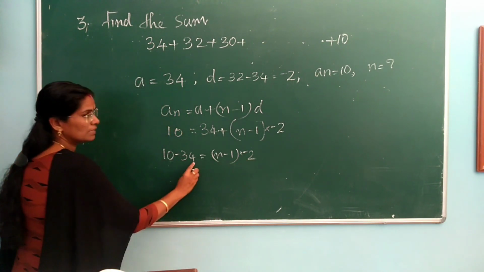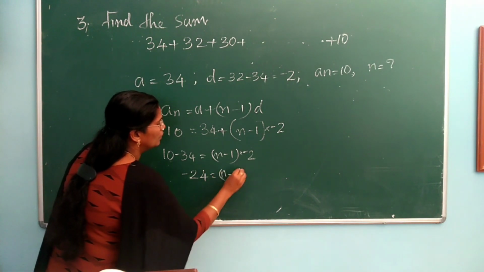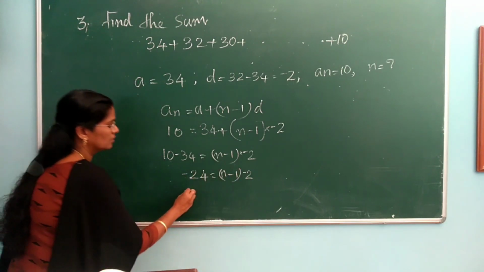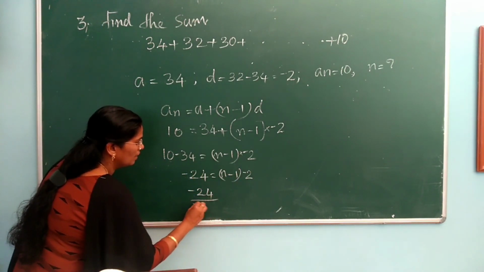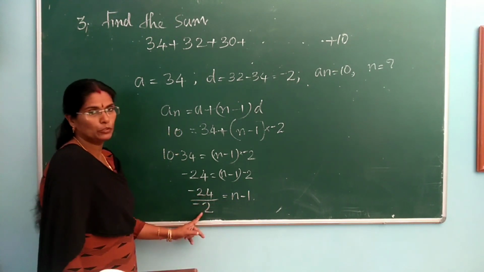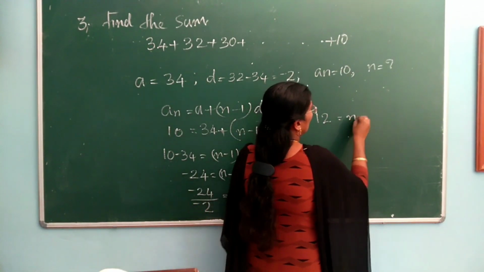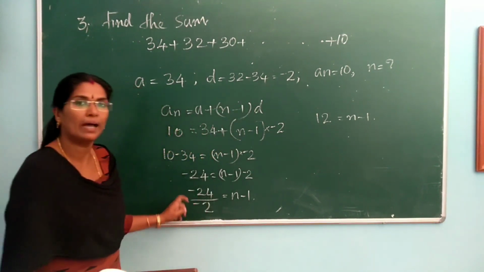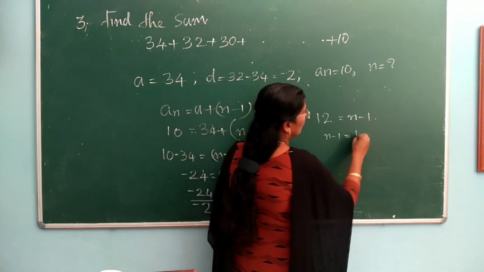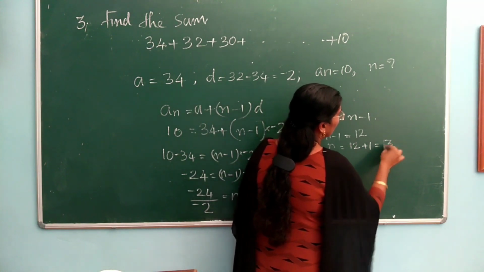10 minus 34 is minus 24. That is equal to n minus 1 into minus 2. Now this minus 2 wants to come to the left side, so it becomes division by minus 2. You will get n minus 1. 24 by 2, answer is 12. Both are negative numbers, so the answer is positive. So 12 is equal to n minus 1, or n minus 1 is equal to 12 we can write. Then n is equal to 12 plus 1. We will get 13.